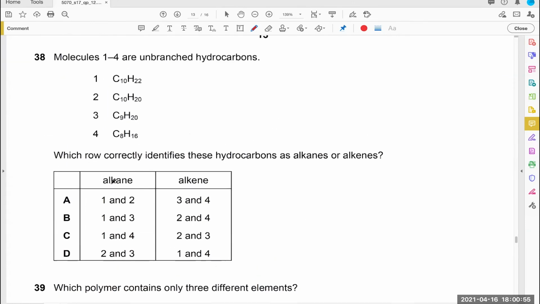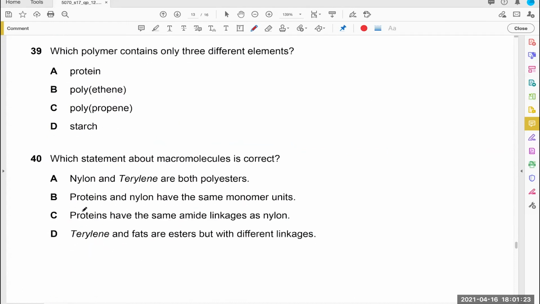Molecules 1 to 4 are unbranched hydrocarbons. Okay, meaning straight chain. Which row correctly identifies these hydrocarbons as alkanes or alkenes? You just have to identify the general formula. Alkenes have double the hydrogen than carbon. So this is alkene, this is alkene, this is alkane, this is alkane. So 1 and 3 are alkane and 2 and 4 are alkene. So that's the answer.